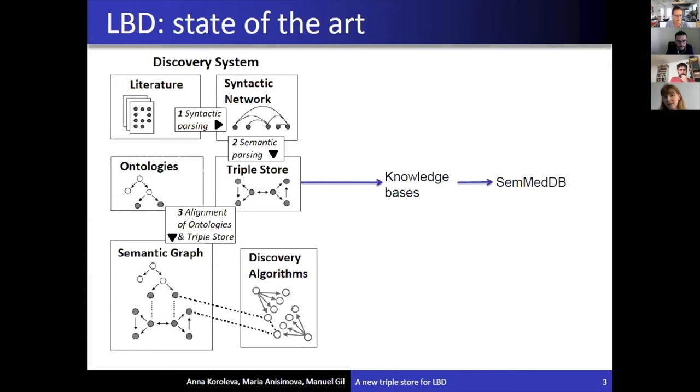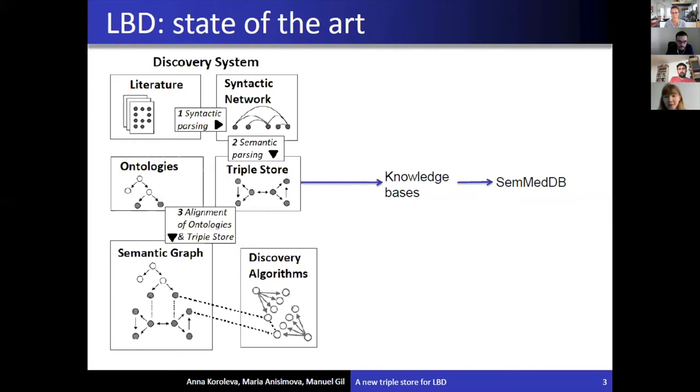A triple is a set of objects. Usually it's a subject, a predicate, and an object, and it represents a relationship. For example, dietary fish oil improves blood viscosity. These triples are aligned to ontologies and some knowledge bases to normalize the entities and to retrieve some additional information. All this is represented as a graph, and this graph is mined using some discovery algorithms to make some discoveries.